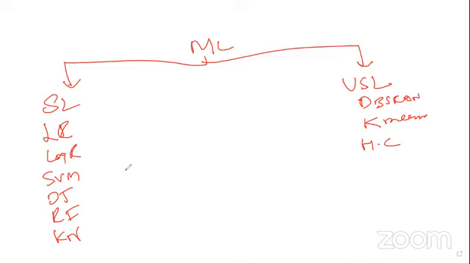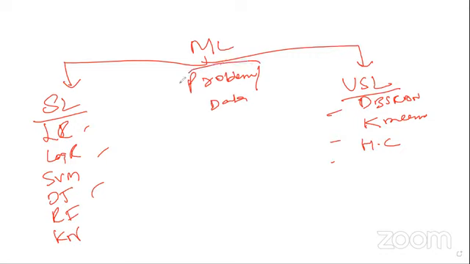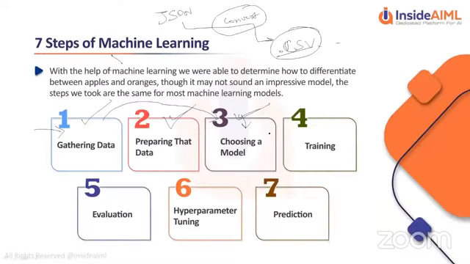So in step 3, I need to check, based on the data, which algorithm will be suited here. Based on the data and the problem, we need to decide which algorithm we should pick, whether it will be linear regression, logistic regression, decision tree, or DBSCAN, K-means, hierarchical clustering, can be anything. But we need to take this decision based on the problem and the data. Let's get back. So this is our step 3. In step 4, we have the training phase.